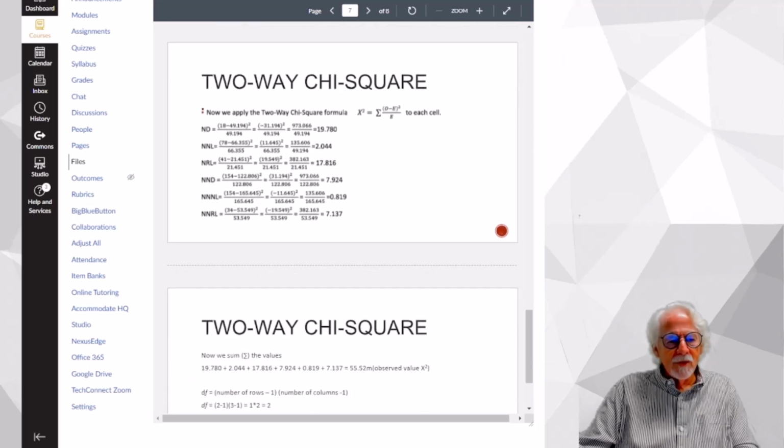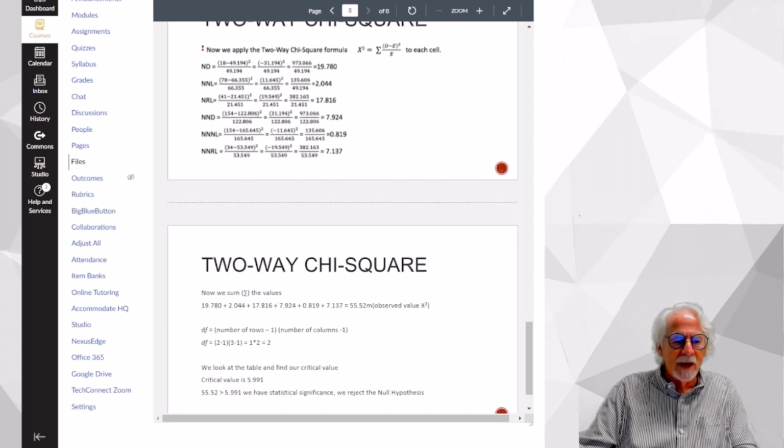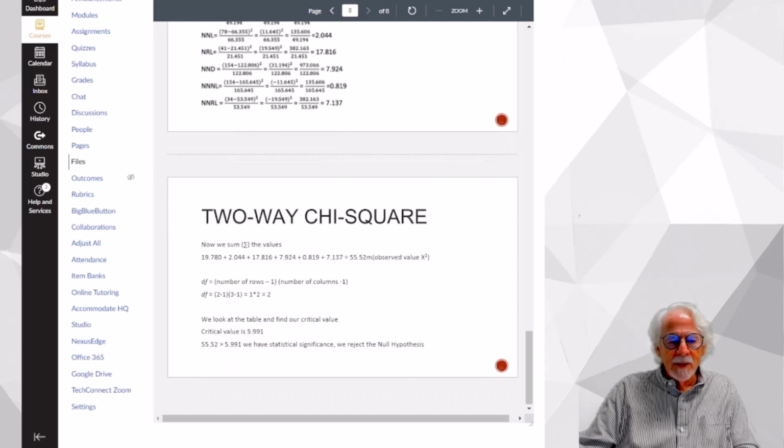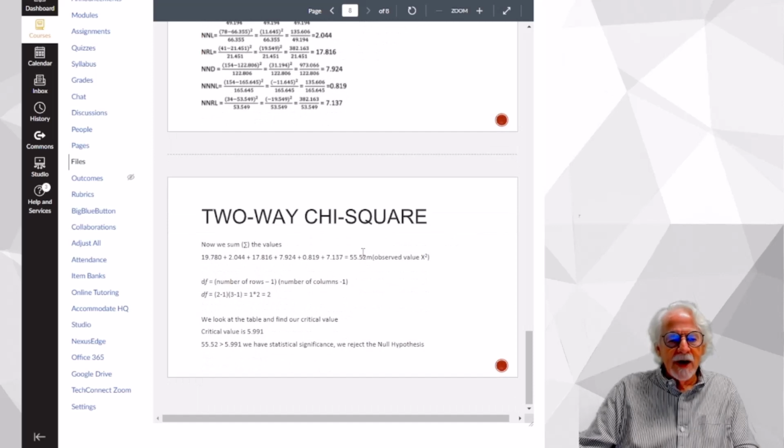So now I did that for every category, and now I have all of this, and now I have to sum it. I did this for each category 6 times. I have to add those up. So I add all this up, and I come up with 55.52. I don't know what that M is for, but I can't fix it now. So 55.52 is now my observed value of chi squared, right?